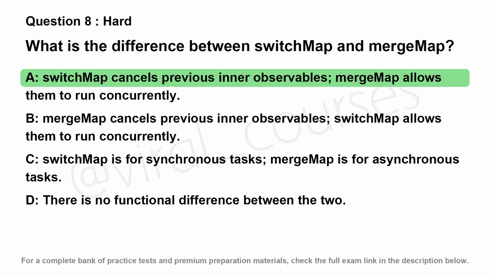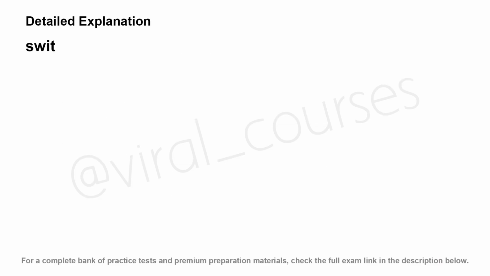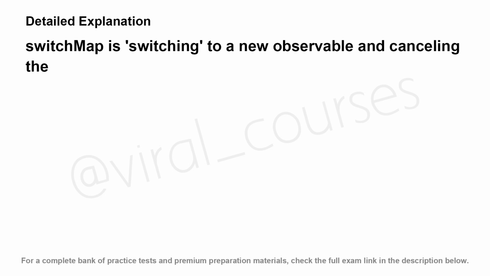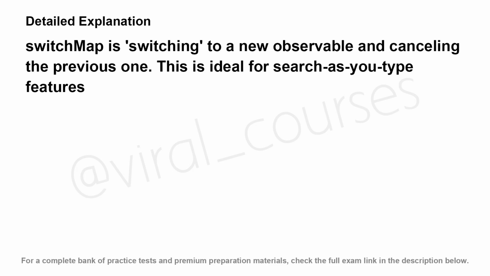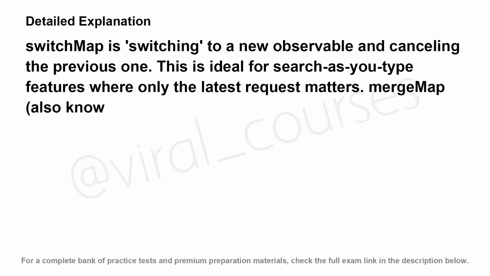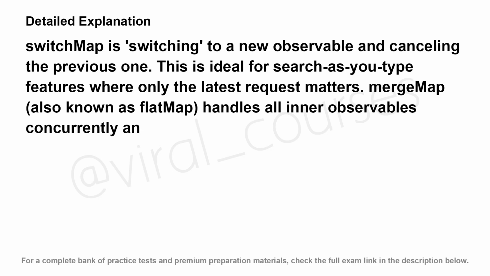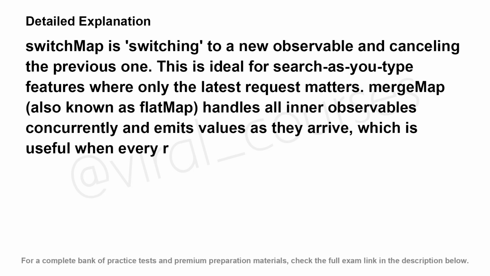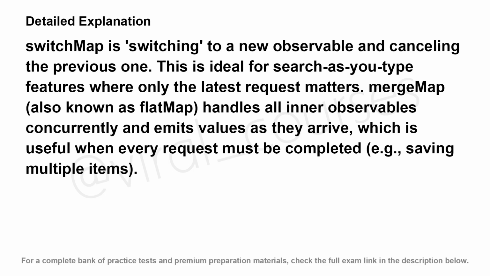The correct answer is A. switchMap is switching to a new observable and canceling the previous one. This is ideal for search-as-you-type features where only the latest request matters. mergeMap, also known as flatMap, handles all inner observables concurrently and emits values as they arrive, which is useful when every request must be completed, e.g., saving multiple items.